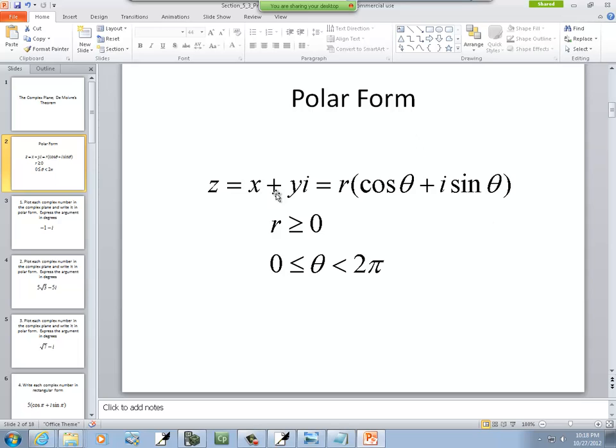Now, we've seen in terms of the x's and y's before, like you have 3 plus 2i, for example. And then we have polar form that goes along with that. That's r times cosine theta plus i sine theta. Now, r is greater than or equal to 0, and theta is between 0 and 2 pi. Oftentimes it's written in degrees for ease.